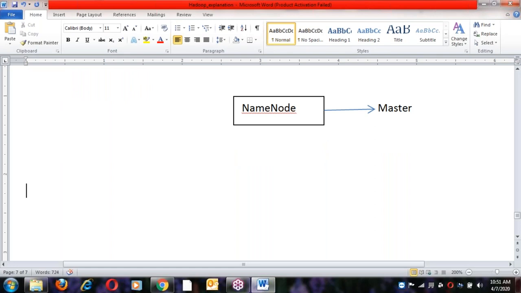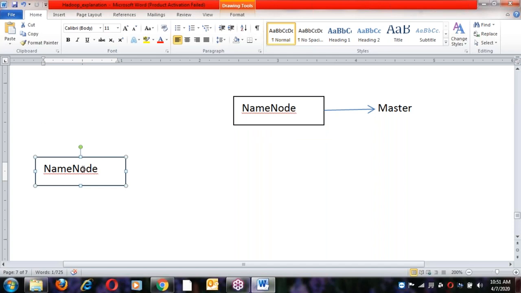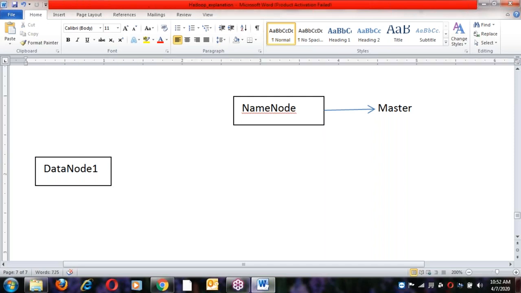Next, slave nodes. Yes, slave nodes are called data nodes. So in slave nodes, we have data nodes, and there are multiple slave nodes. That depends on the volume of data. Maybe 10 nodes, maybe 100 nodes, maybe 500 nodes, maybe 1000 nodes, maybe 2000 nodes. It depends on the data.